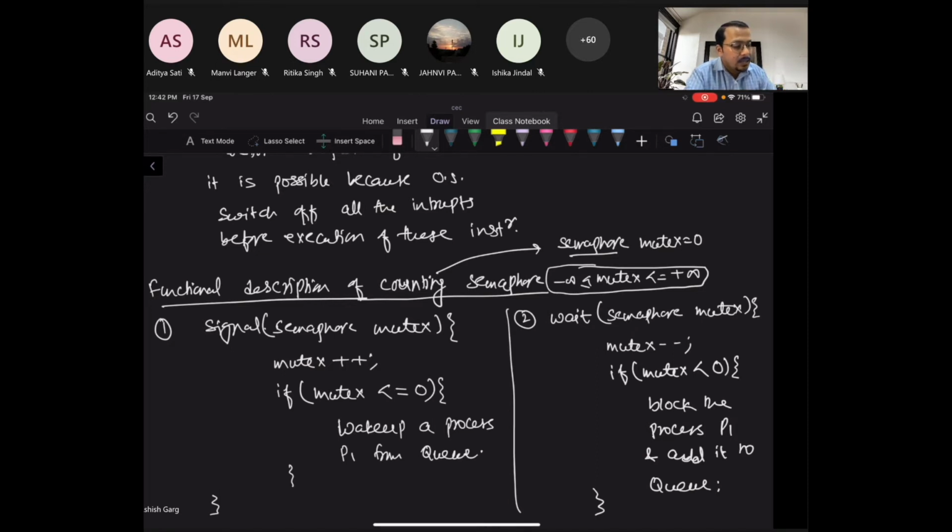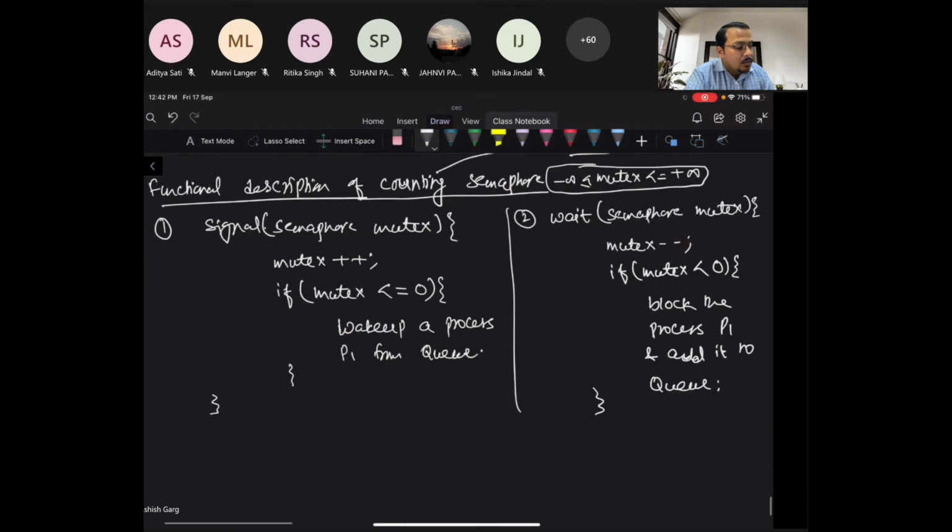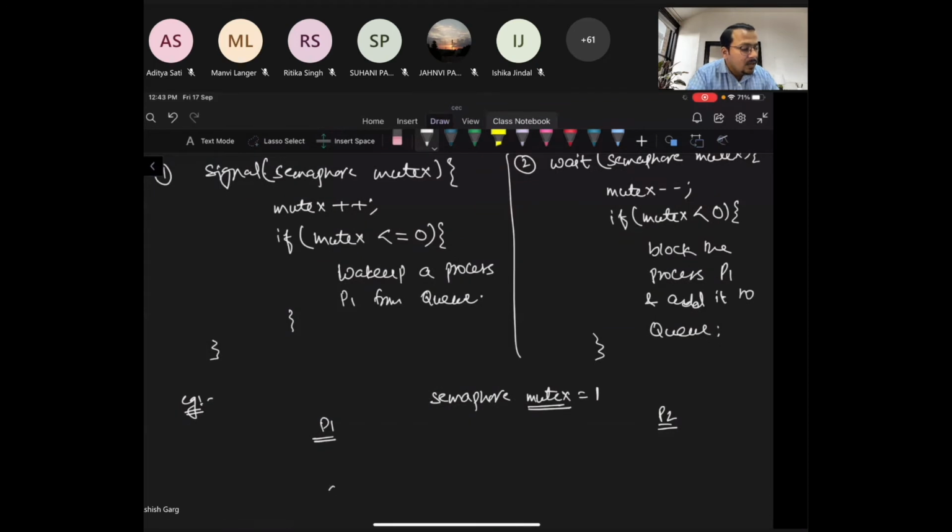So let's take an example. Let's say we have one process P1 and another process P2. Both are using this mutex. Let's say mutex value is 1 for now. I have a critical section here and here also a critical section. Critical section is where the shared memory is used, and the answer becomes inconsistent if we don't safeguard it.